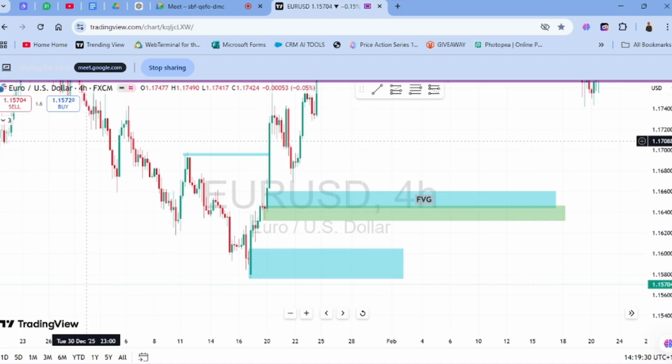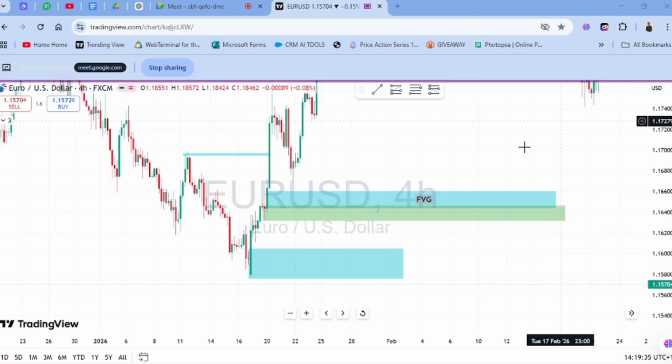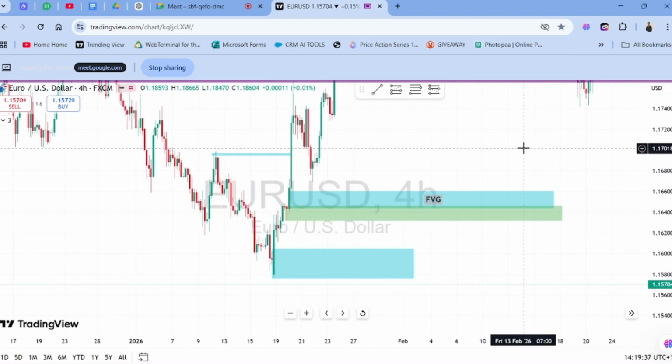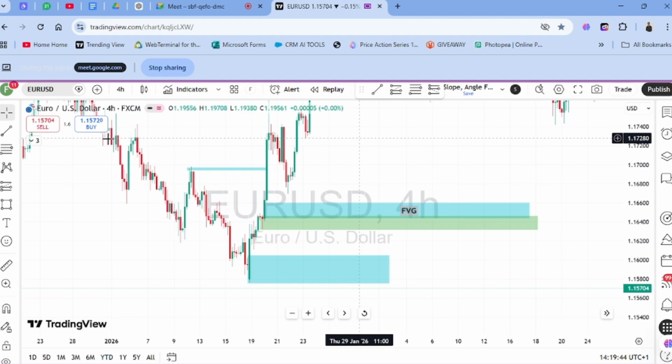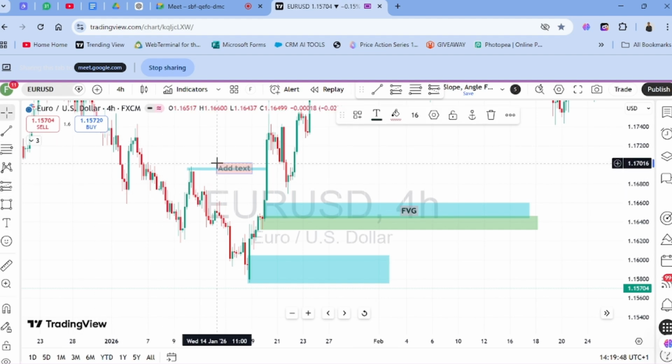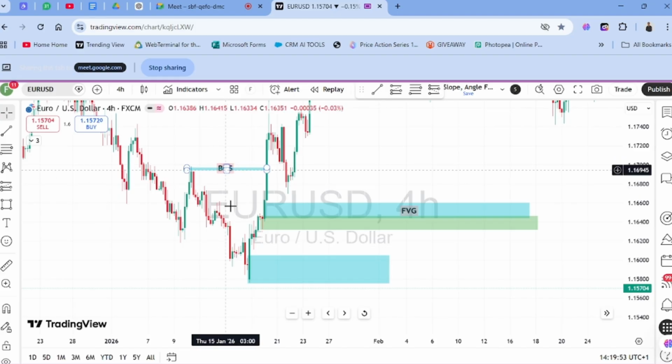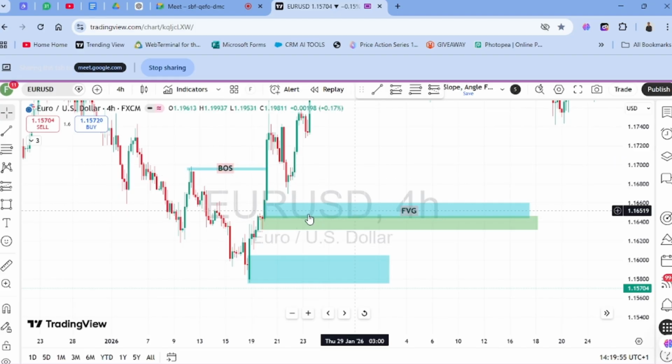It led to a break of structure. We call it BOS. Okay, the abbreviation for break of structure is called BOS. It led to a break of structure. Let me tag it up here. Write it down. BOS. All right. It led to a break of structure.